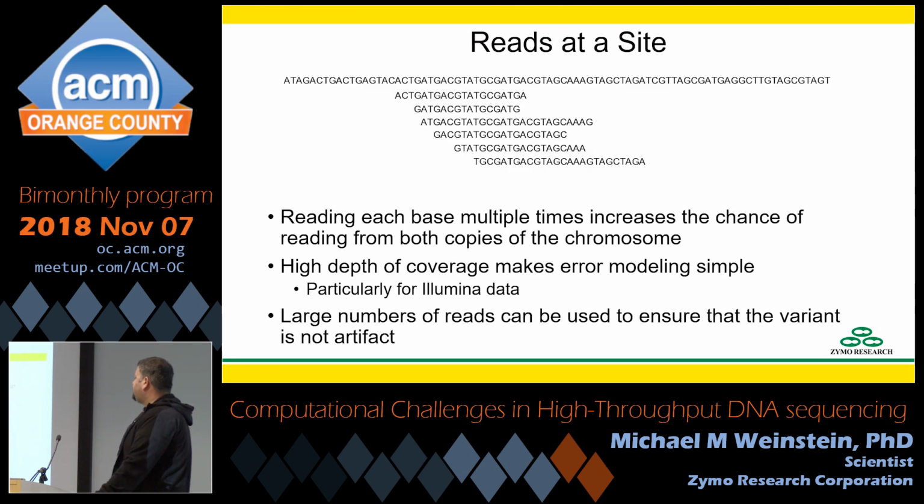So an example of reads at a site, this is with no variation. And this is typically what we want to see. We want to see kind of random starts and ends. We don't want to see two reads that perfectly overlap each other. Reading each base multiple times is increasing our depth of coverage. It increases the chance, again, of picking up both chromosomes. High depth of coverage, again, makes us able to monitor our errors.